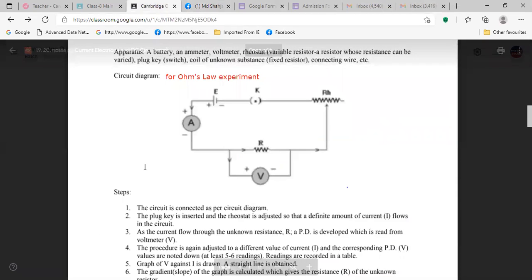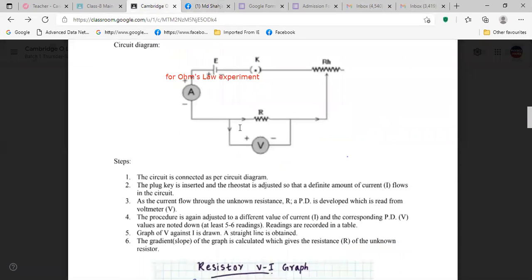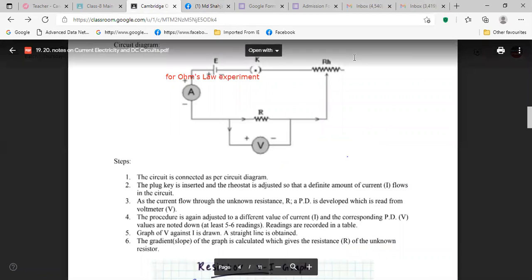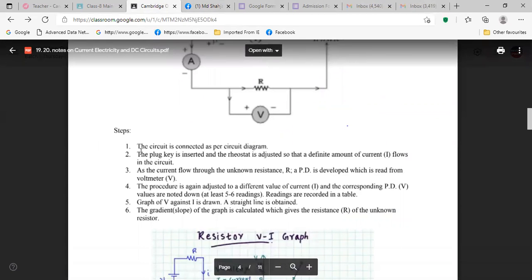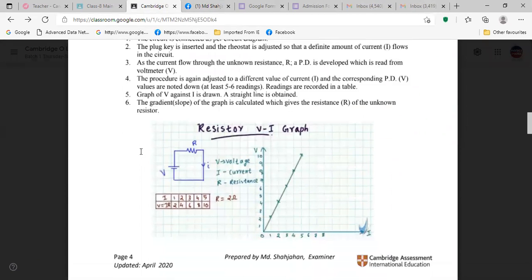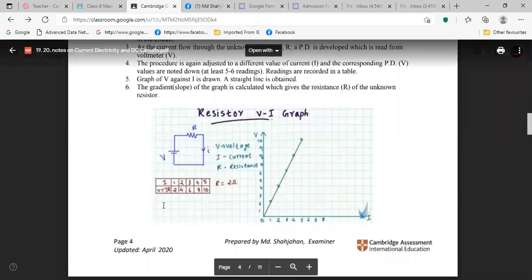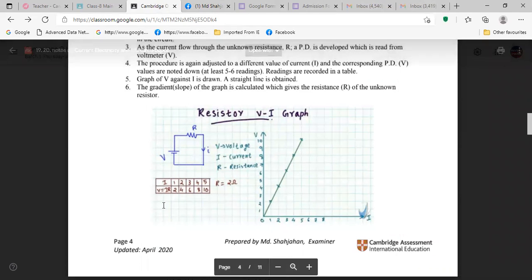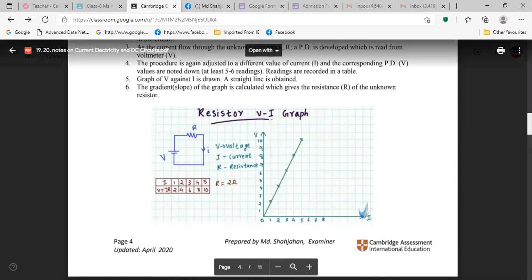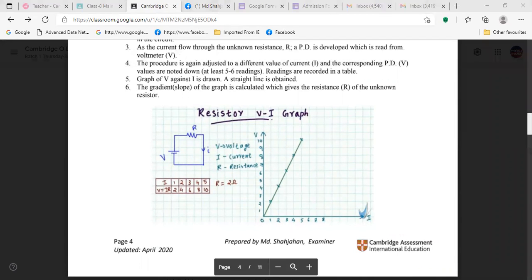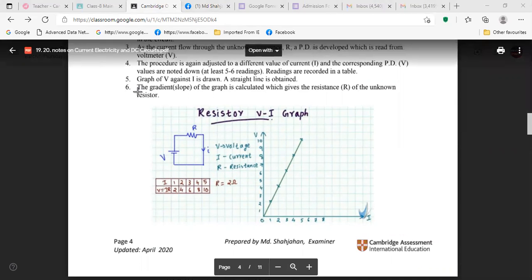Then after this circuit diagram, you only draw the graph. You do not need to write all these steps. Those are available in the group notes. So when you need it, you check it from the notes. In our Google Classroom, it's available. So you draw this graph. This is mandatory. You have to draw this graph.